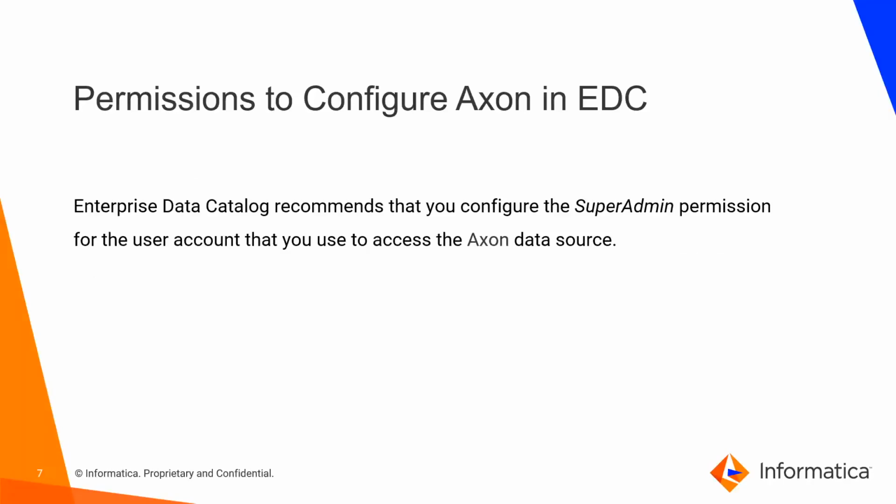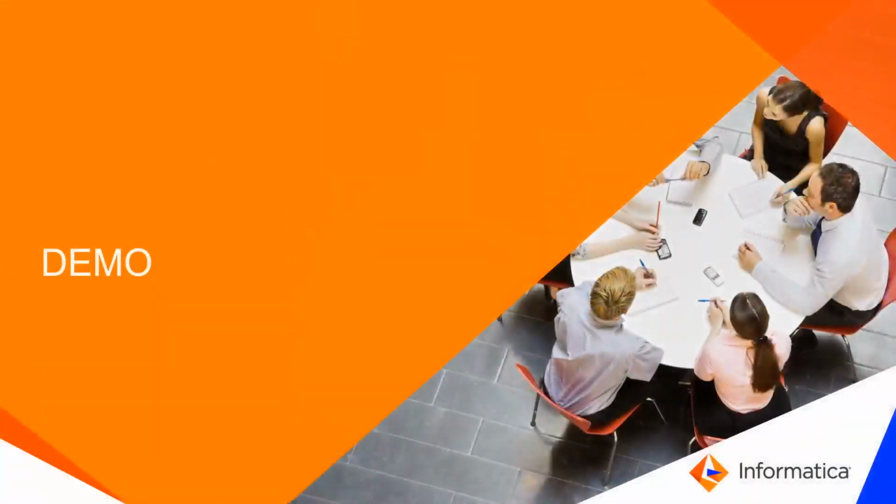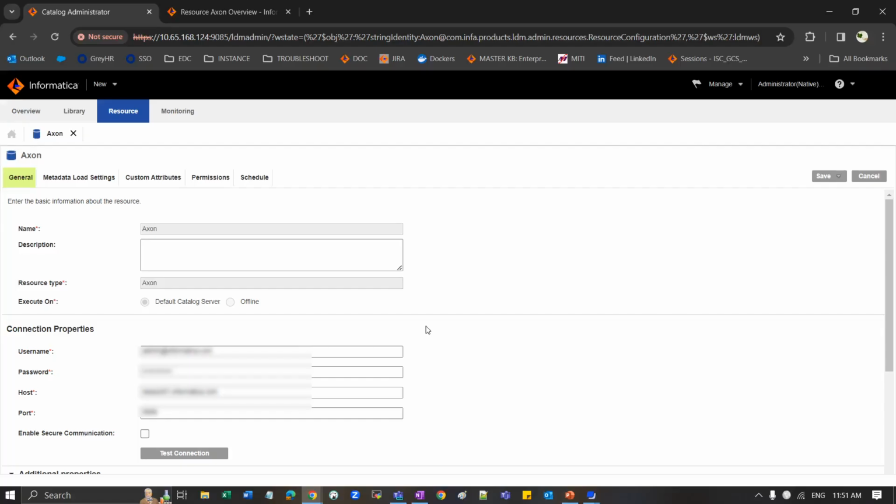Permissions to configure Axon in EDC. EDC recommends that you configure the superadmin permission for the user account that you use to access the Axon data source. Now we will see the demo of the configuration in EDC.